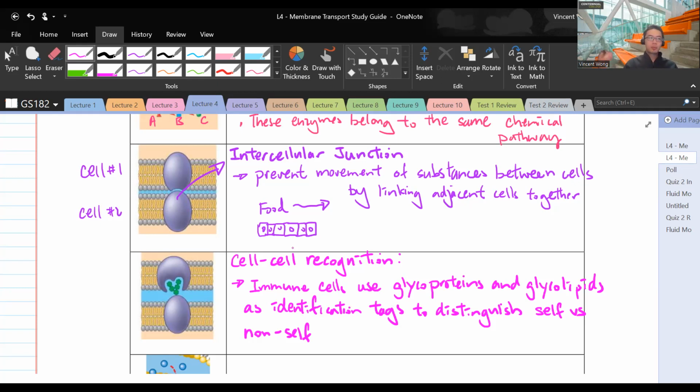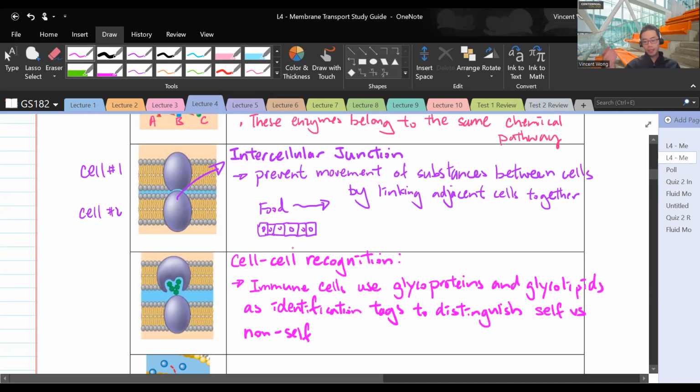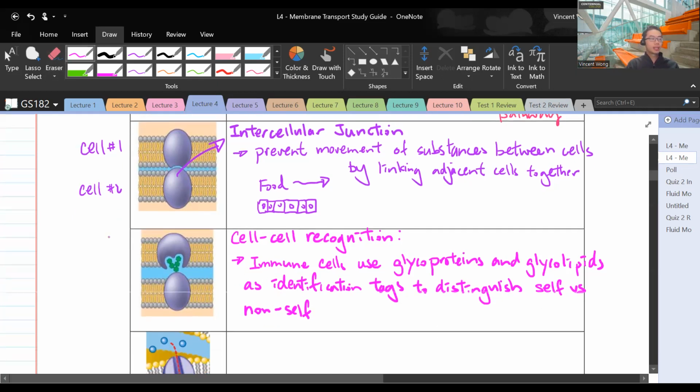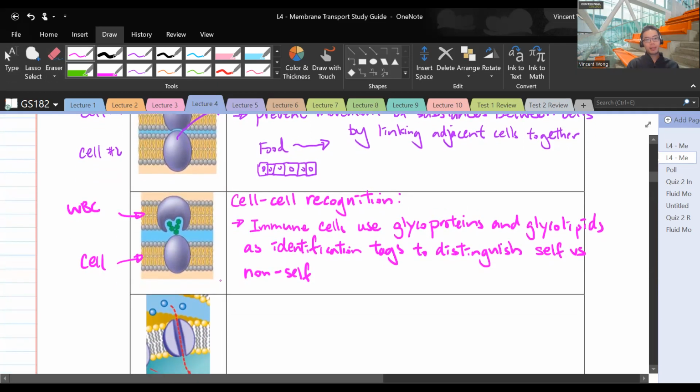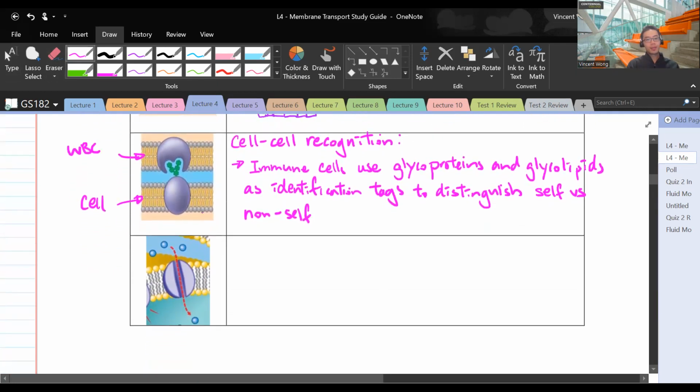You might have heard of multiple sclerosis. You might have heard of things like ALS, right? So that's when your immune cells fail to distinguish self versus non-self. Okay, so here, this is a cell with some glycoprotein here, and this would be a white blood cell. That's checking out the glycoprotein and seeing whether it belongs to the body or not. In any case, that's something that we'll learn about next semester in the immune system.